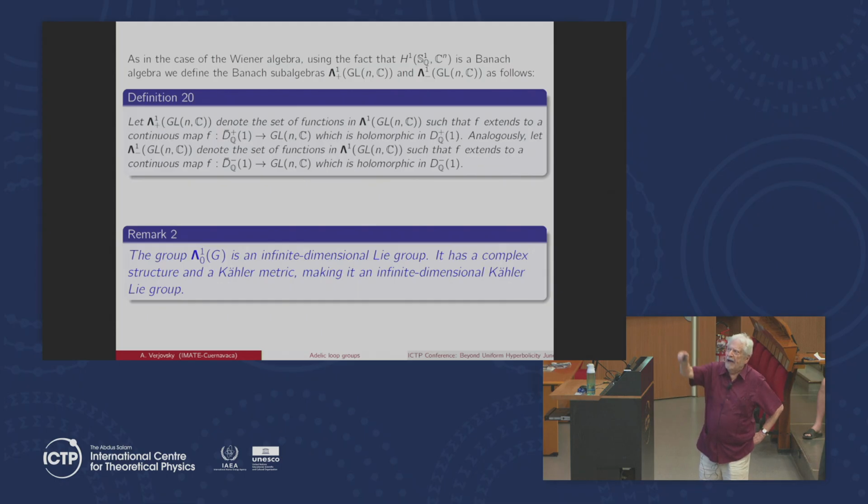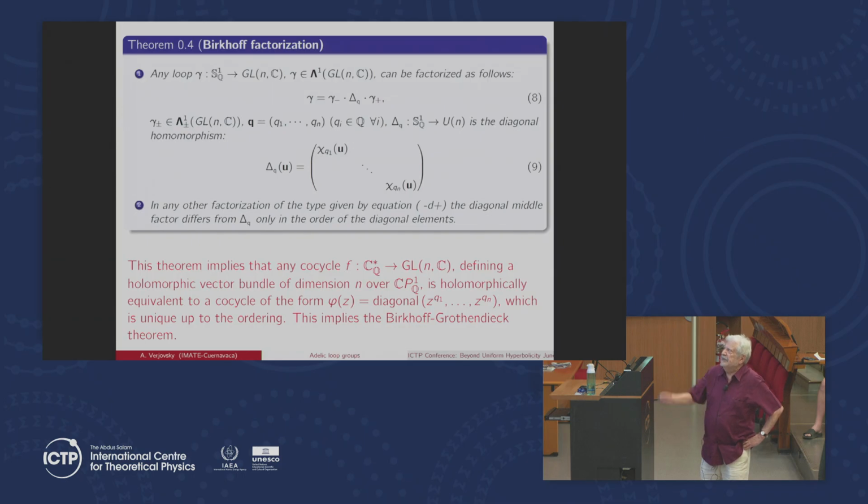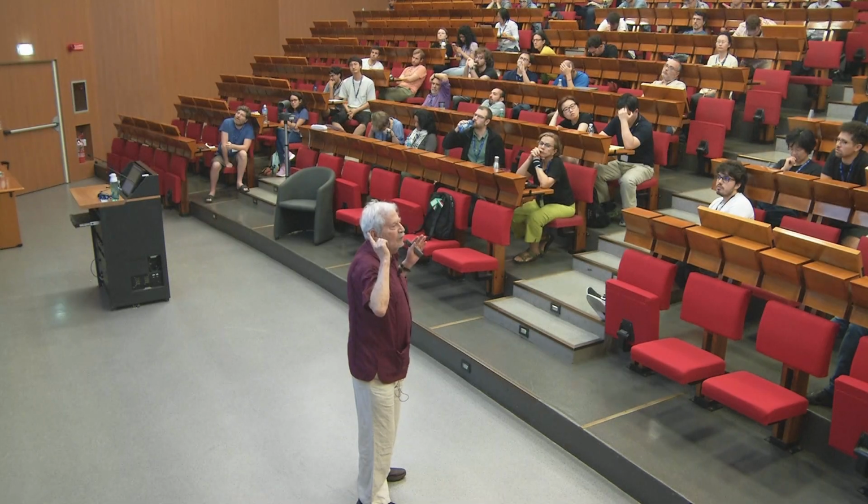The set of maps is an infinite-dimensional Lie group. It has a complex Kähler structure. So it's a beautiful infinite-dimensional Lie group with lots of geometry. And this is Birkhoff. You have a loop model over the adelic solenoid, a map from the annulus to GL_N. And the theorem says it factorizes this way.